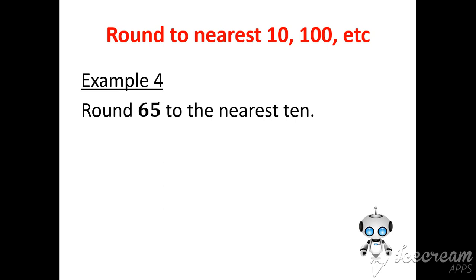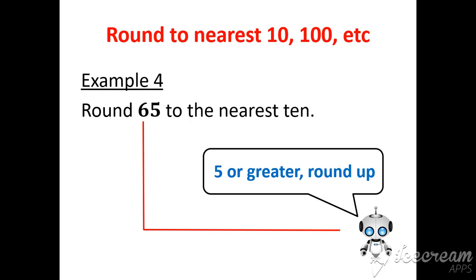All right, our last example is this one. How do we round 65 to the nearest 10? Well, our tens column is the 6. So once again, our key rule, if the next digit to the right is 5 or greater, we're going to round it up. The next digit is a 5. And if it's 5 or greater, we round the digit up 1. So it is going to get rounded up.